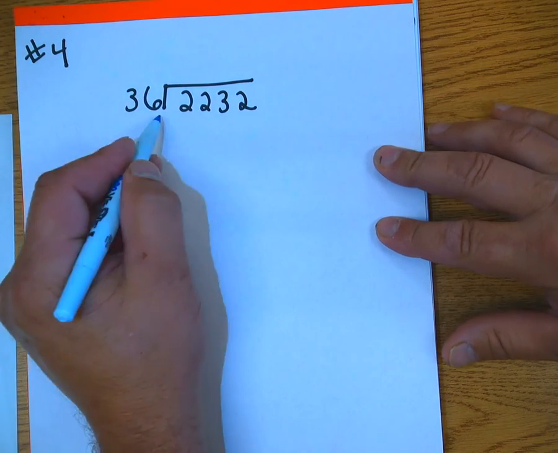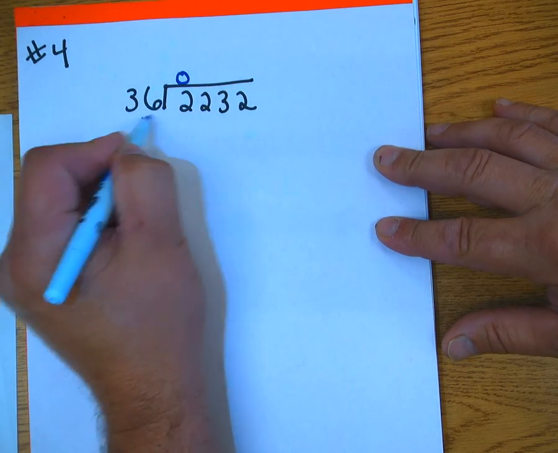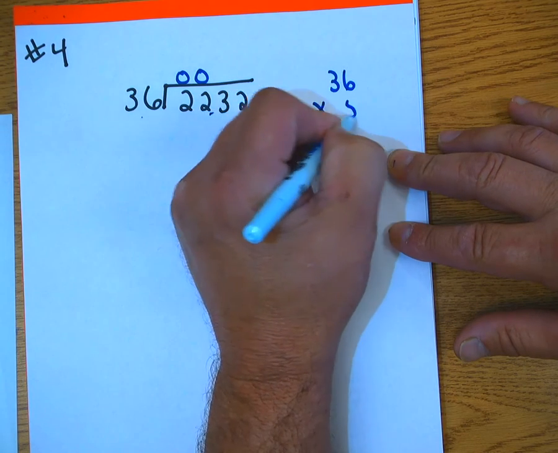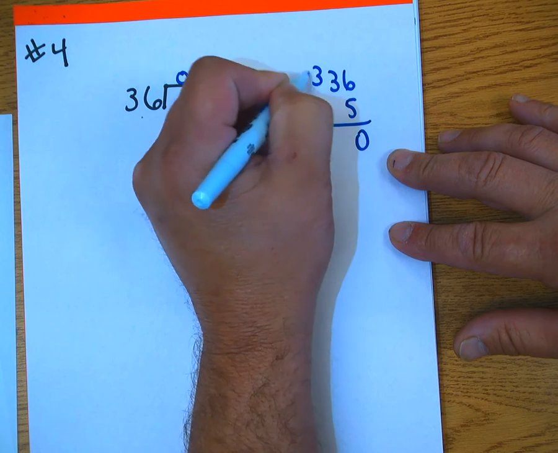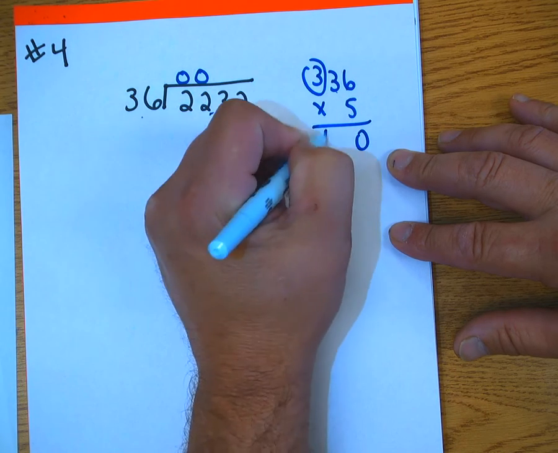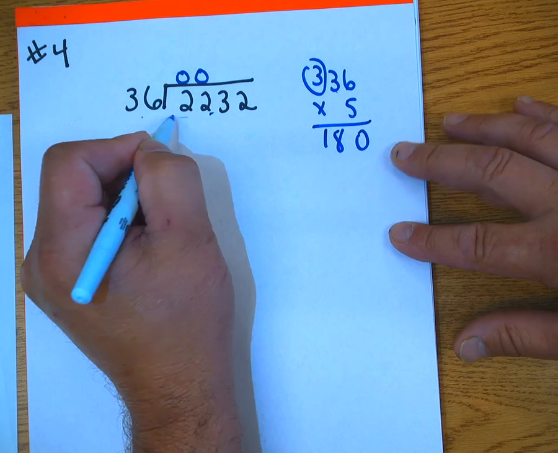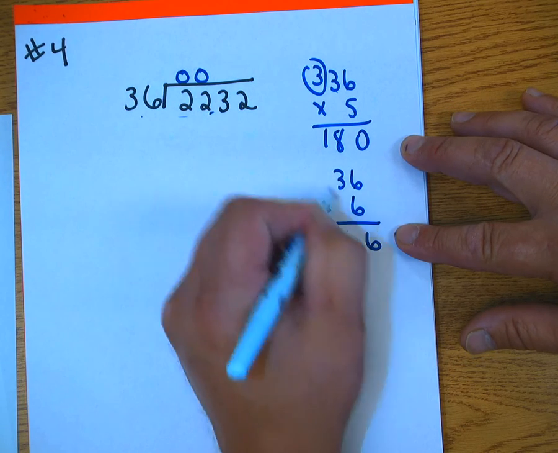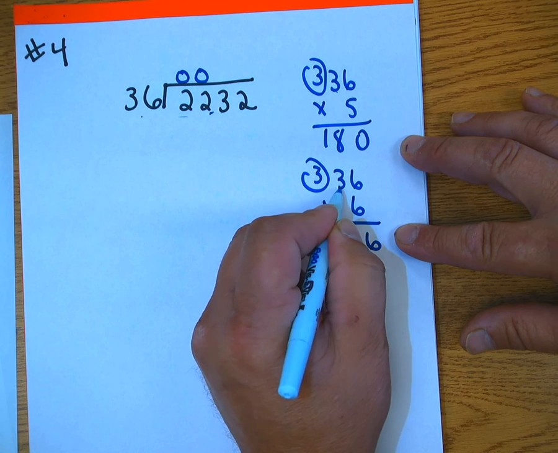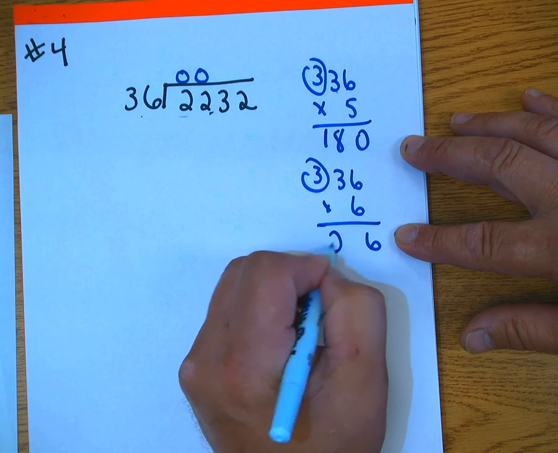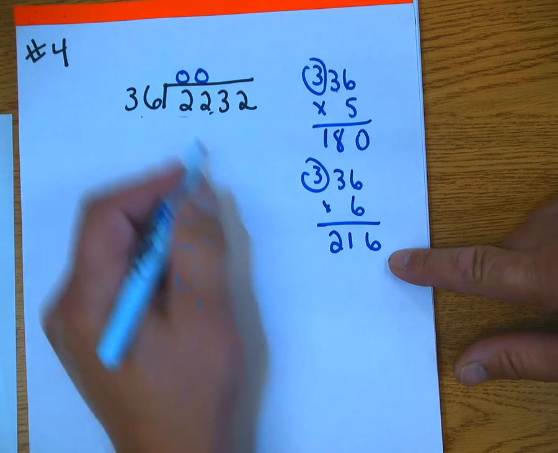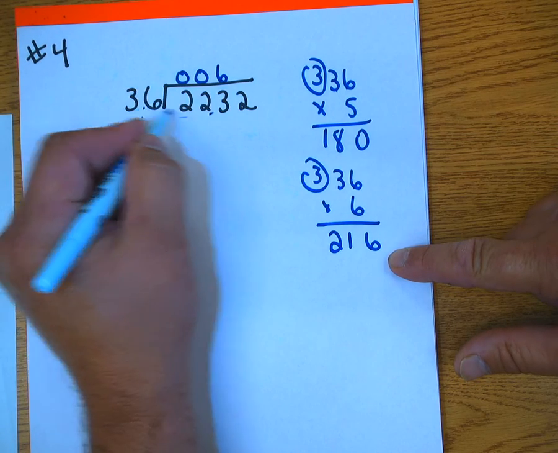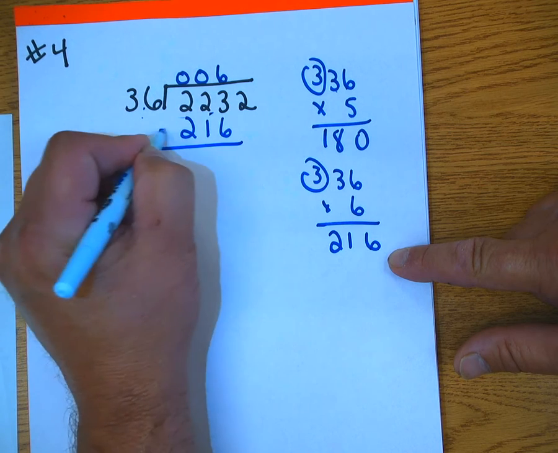Okay, number 4. 36 will not go into that. I'm going to take 36 times 5. 30, carry the 3. 15 plus 3 is 18. 180, too low. So I'm going to do 36 times 6. 6 times 3 is 18, plus 3 is 21. 216, that's only 7 away. So I think we're good there. 6 times 36 is 216.